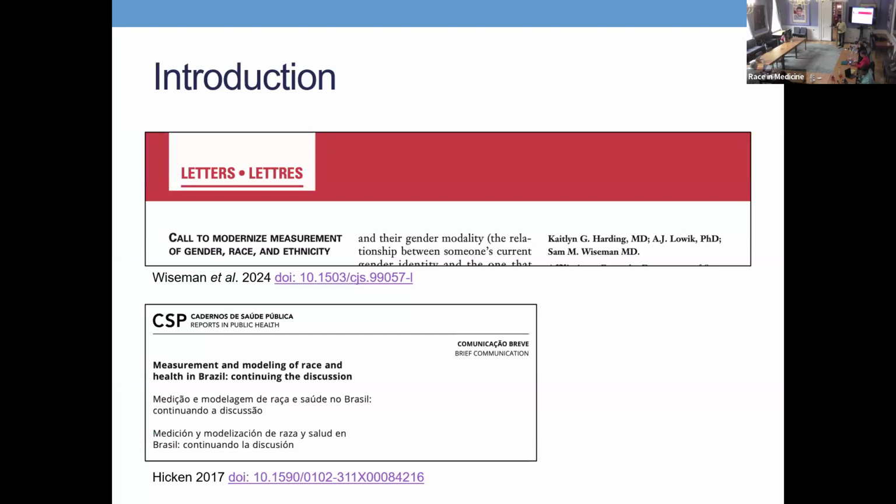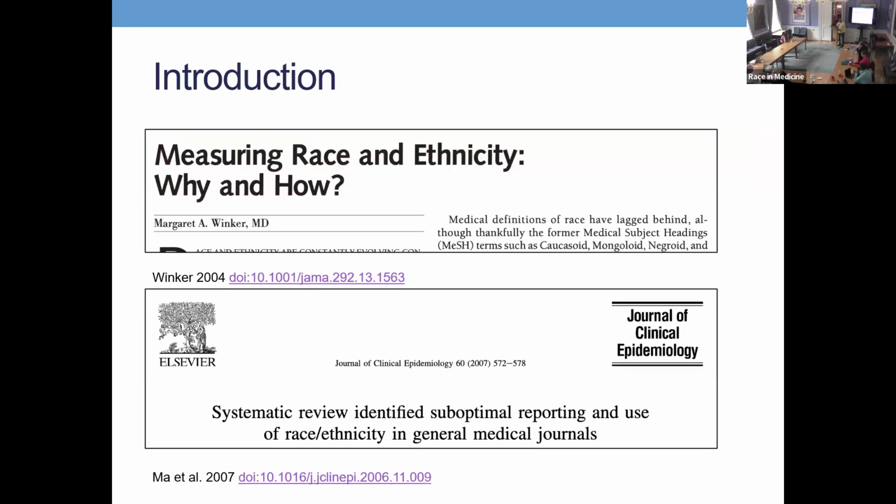So in biomedicine, there's been a call for trying to figure out how we ought to better measure concepts of race and ethnicity. And so here are just a couple of examples of recent publications across different contexts that are dealing with how we ought to define race and ethnicity. This one is from Weissman in 2024. This one is from Hicken in 2017, how we ought to measure race or ethnicity in Brazil. Winkler in 2004 and Ma et al. in 2007 have also published publications regarding how we ought to better measure race or ethnicity.